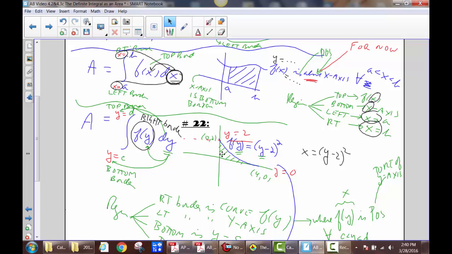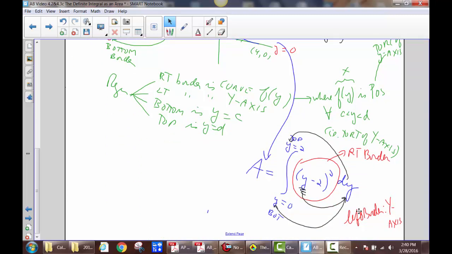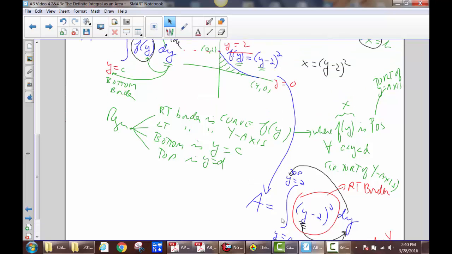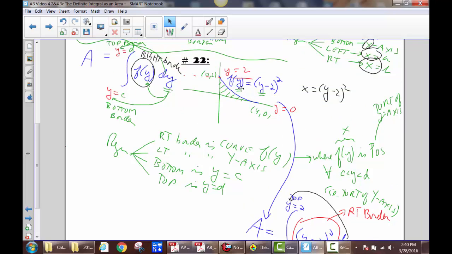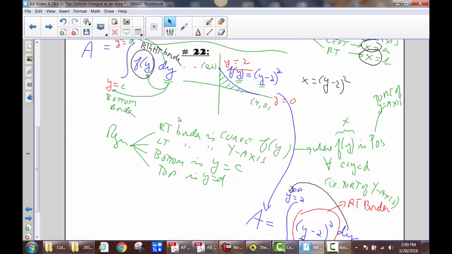So basically, this picture would represent the integral from bottom border y equals 0 to top border y equals 2 of right border x equals (y minus 2) all squared, dy. Okay, so bottom to top, which is y equals 0 to y equals 2. Make sure you use the y coordinates of those points. And then right border minus left border, which is the y-axis for now. Okay, all right.